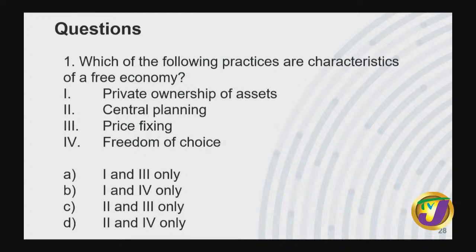The first question here: which of the following practices are characteristics of a free economy? Private ownership of assets, central planning, price fixing or freedom of choice? So is your answer A, looking at 1 and 3, which is private ownership and price fixing, no? Yes, so your answer will be 1, private ownership of assets, and number 4, freedom of choice. So your answer there would be B.